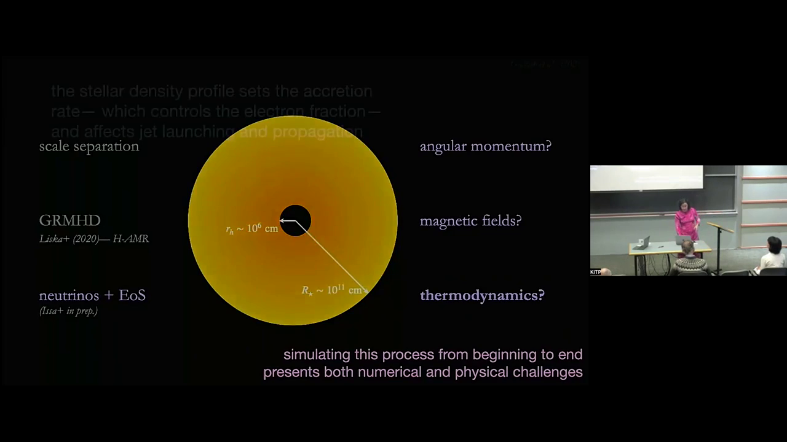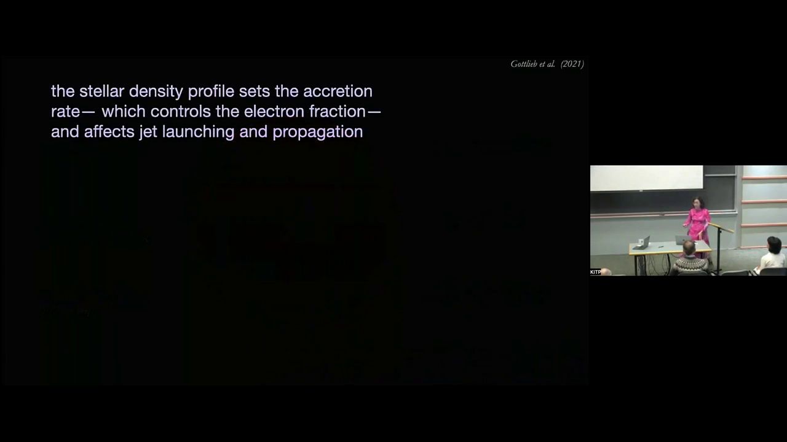And I have focused on that part partially because the stellar density profile is really what controls the rate of accretion onto the black hole. And that also controls the neutron richness of the material, we believe. So that'll affect whether you get these R process elements out of it. And it'll also affect the jet launching and propagation.